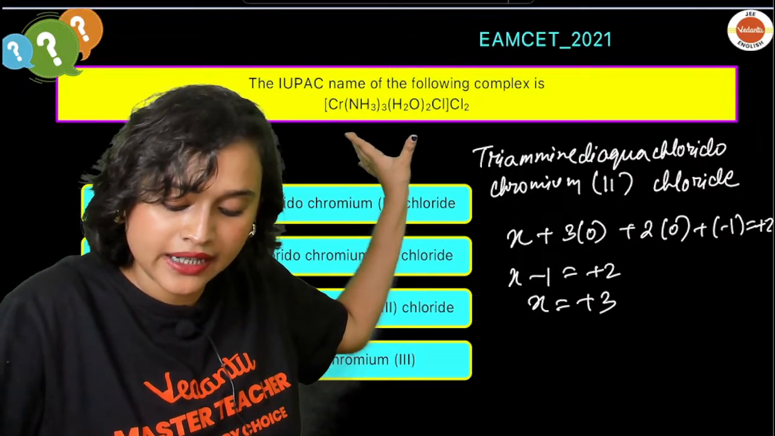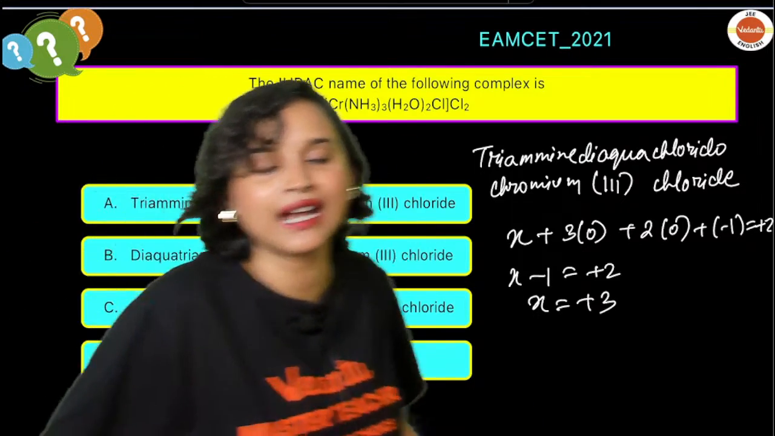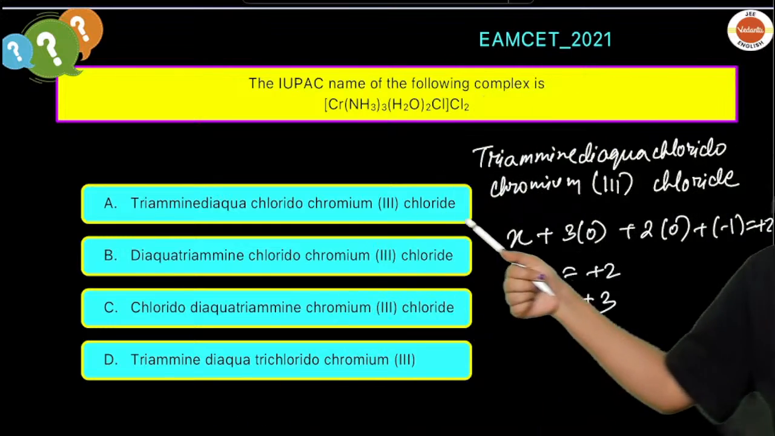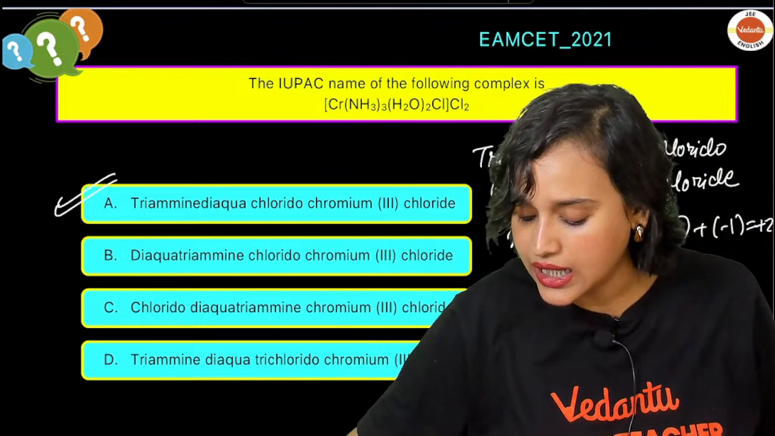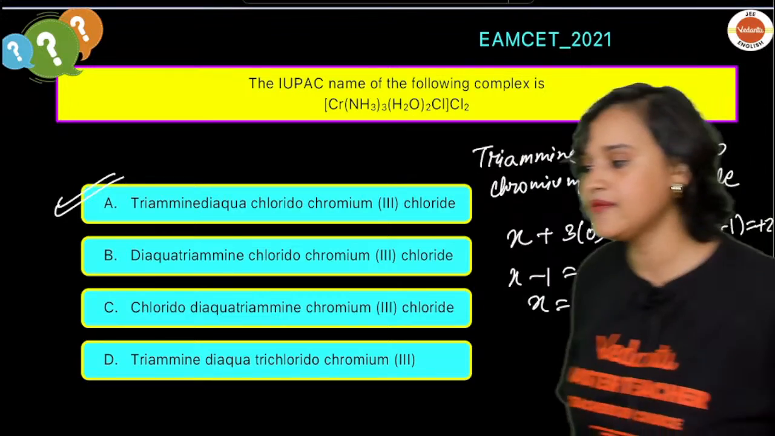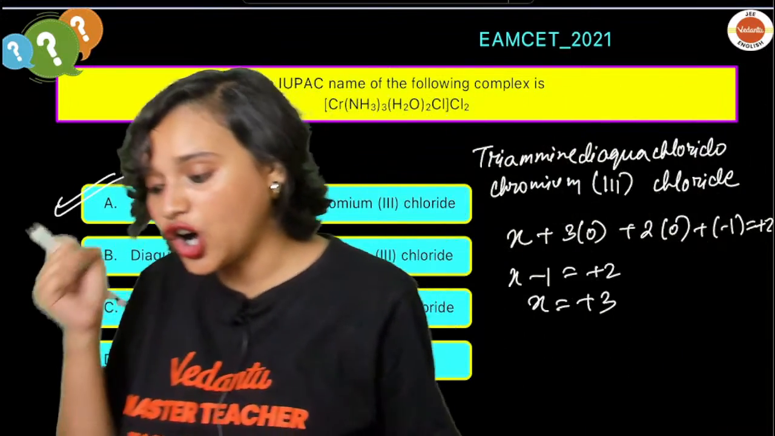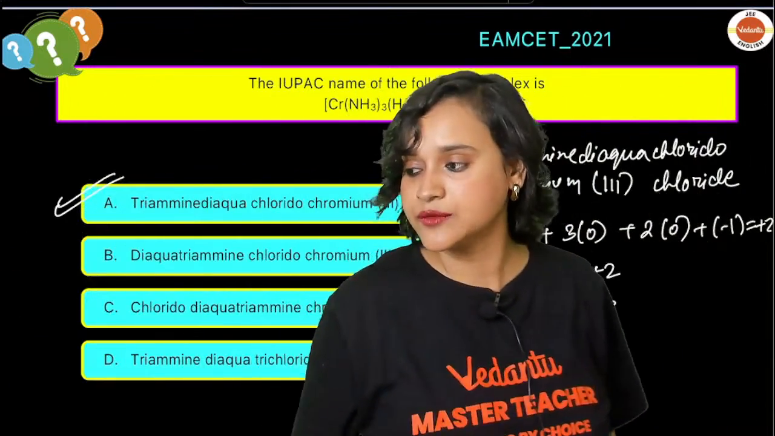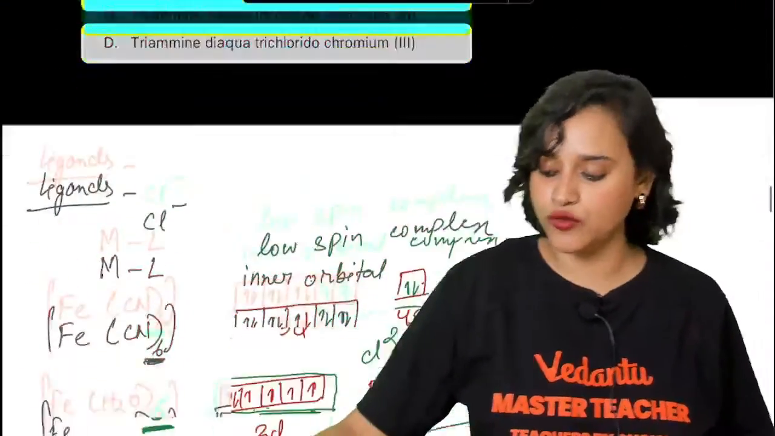So here I am writing 1, 2, 3 in Roman numerals, and this is the name. Which means that option A is your correct answer. Clear? Option A is your correct answer. Alright everybody? Okay guys, chalo. Moving on to the next question.